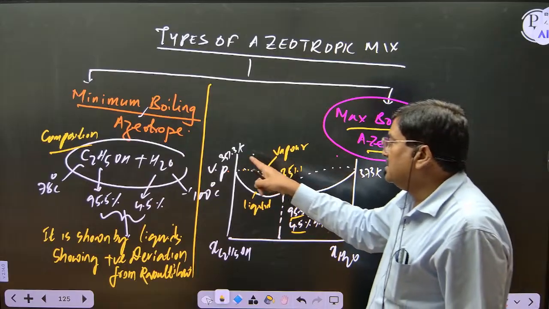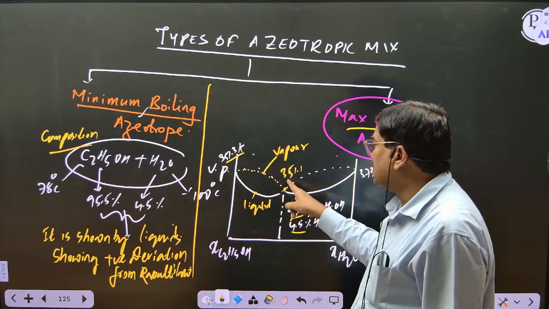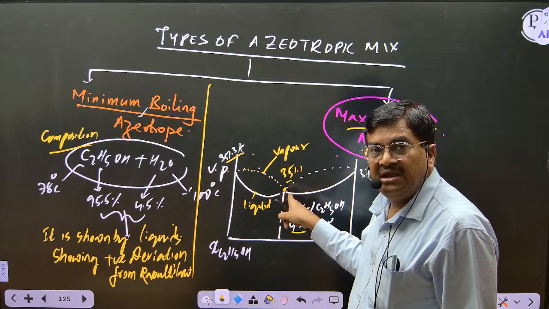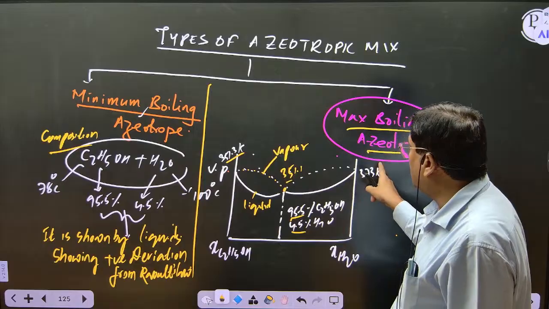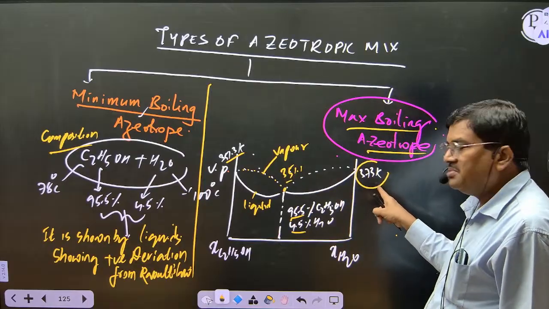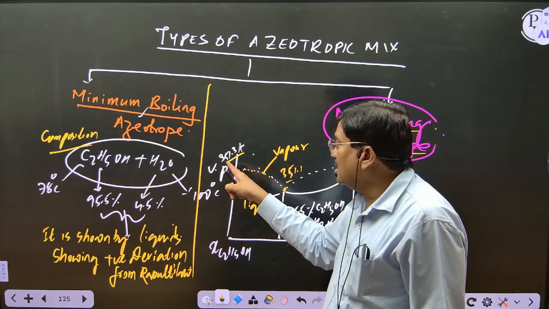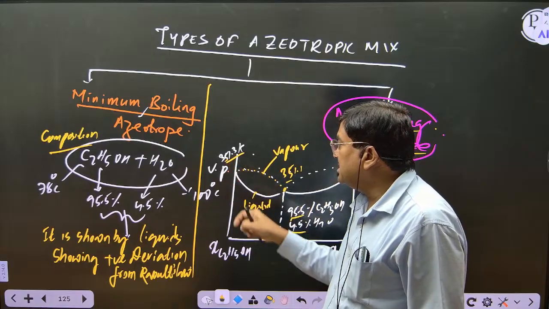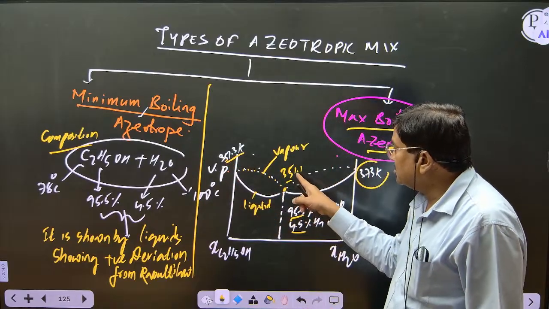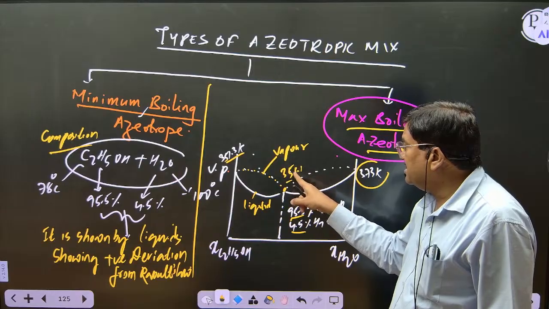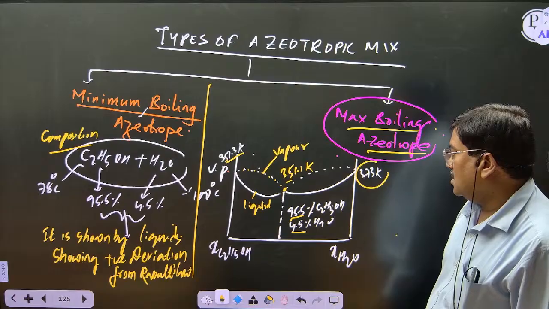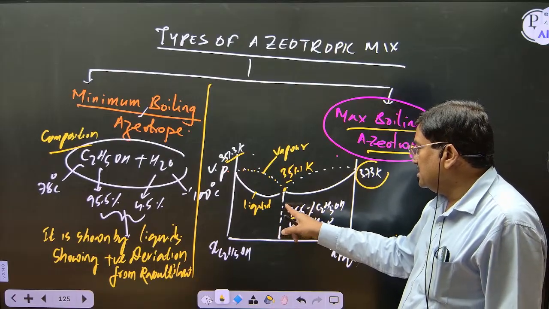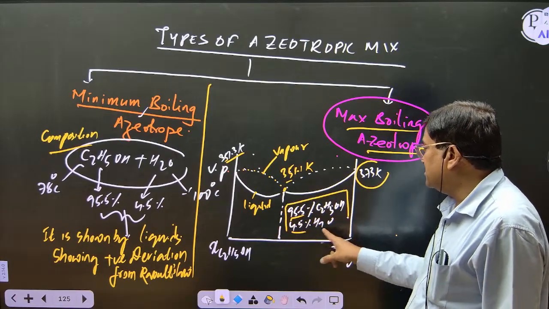The boiling point here is 351.3, and here it is coming, say, 351.1. That means both the liquids are distilling below either of the two boiling points. This is the water boiling point, 373. This is the ethyl alcohol boiling point, 351.3. And both liquids come out at 351.1 Kelvin. This is the percentage of the azeotropic mixture.